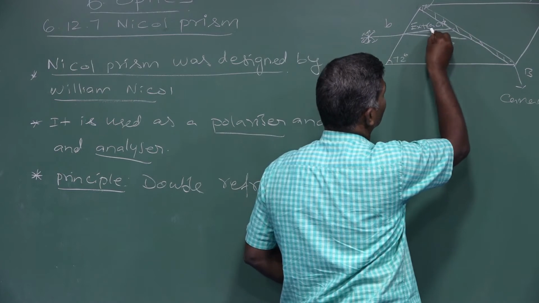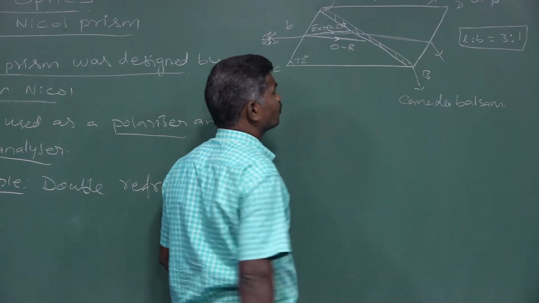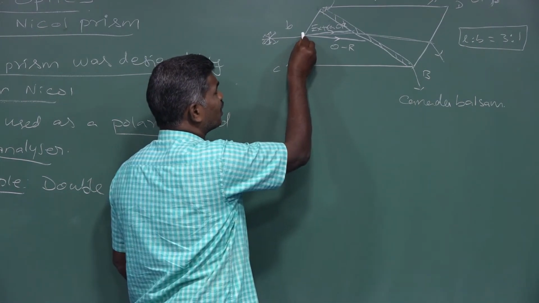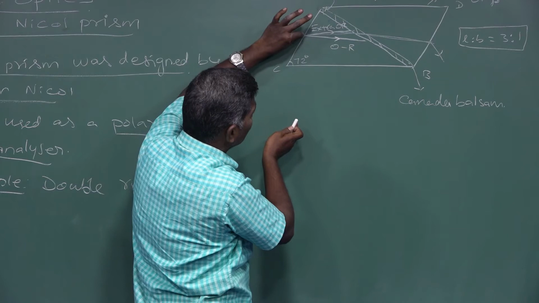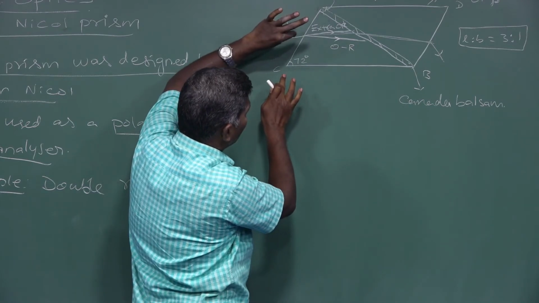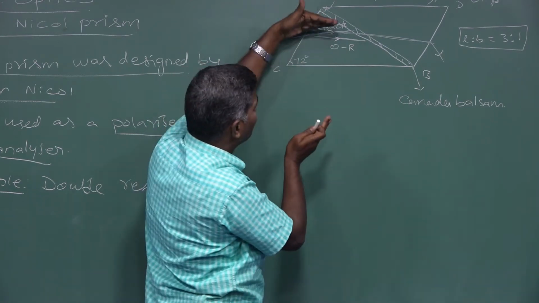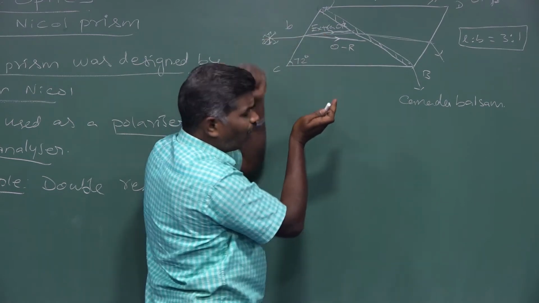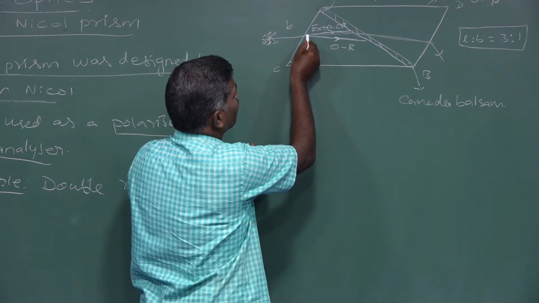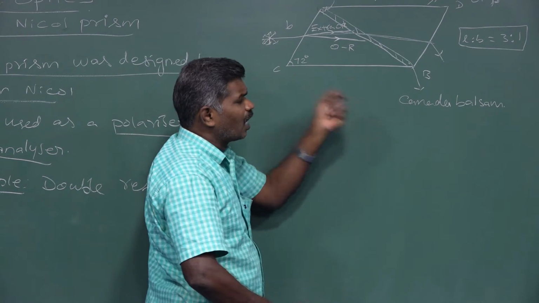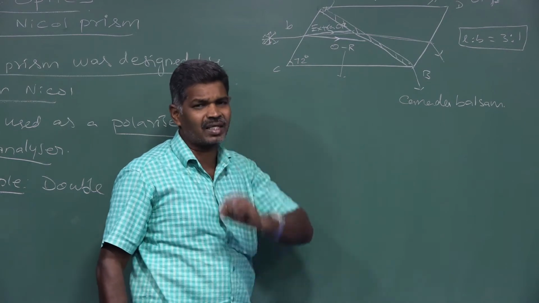and once again it passes through the Canada balsam and emerges out and is deviated in a certain direction. But the ordinary ray has already split in its space. A single unpolarized light is going to be incident on face AC. At the point of incidence itself, two rays are split. One is the extraordinary ray, another one is the ordinary ray, which obeys the laws of refraction. But that ordinary ray is traveling towards the Canada balsam cement.